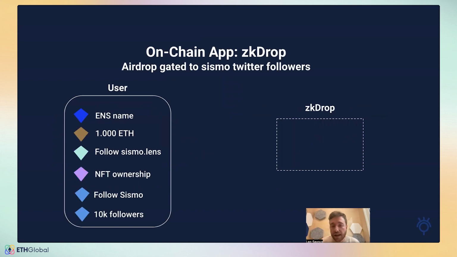Let's take the example of a ZK drop. It's an airdrop gated to Sismo Twitter followers. So I want to bring the "I follow Sismo" data and only this data. The ZK drop will verify I own this data and get me the airdrop.